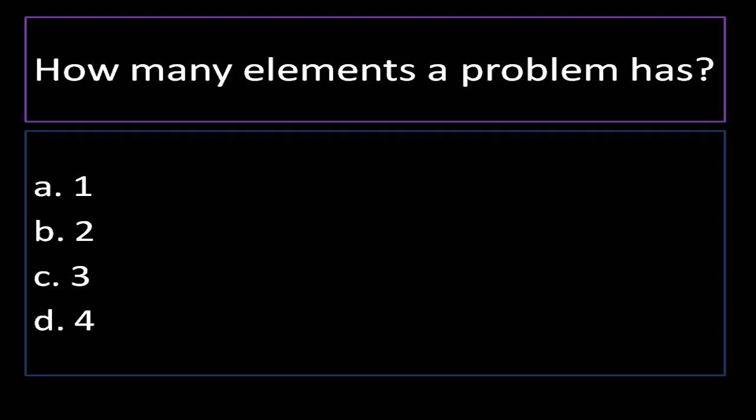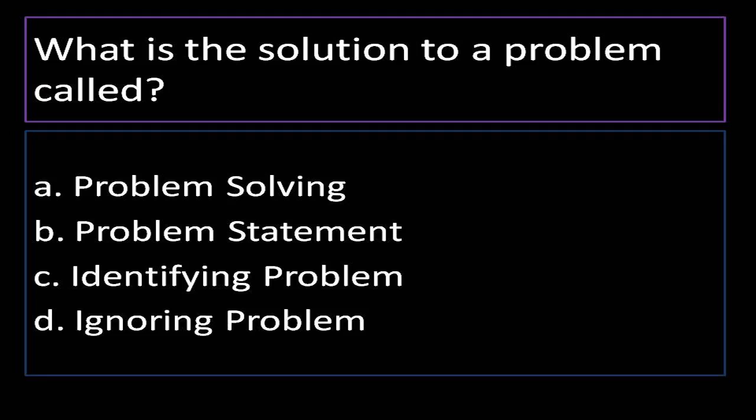MCQs related to problem solving. How many elements a problem has? Option A 1, option B 2, option C 3, option D 4, and the right answer is option C 3. What is the solution to a problem called? Option A problem solving, option B problem statement, option C identifying problem, option D ignoring problem, and the right answer is option A problem solving.